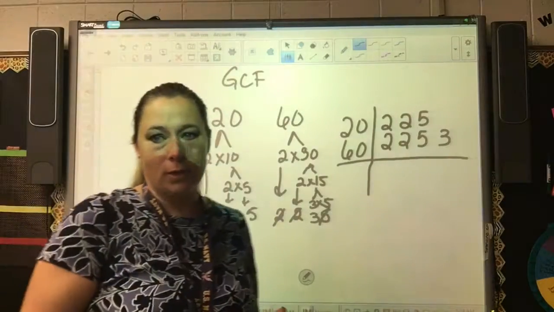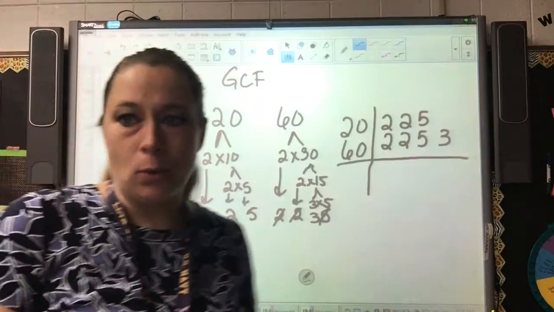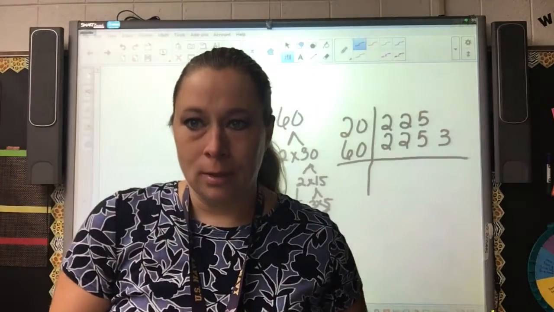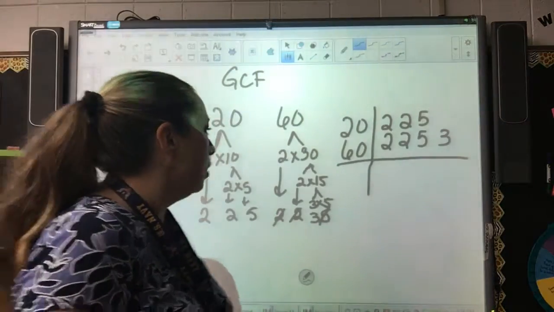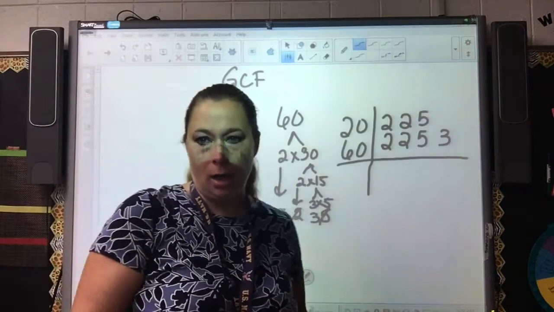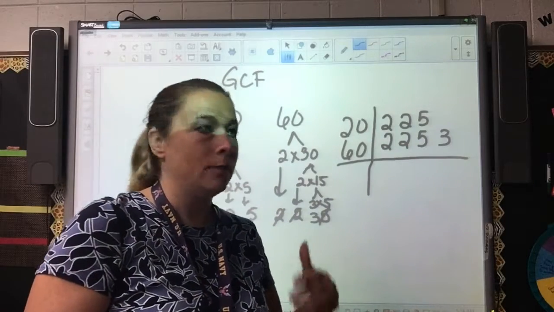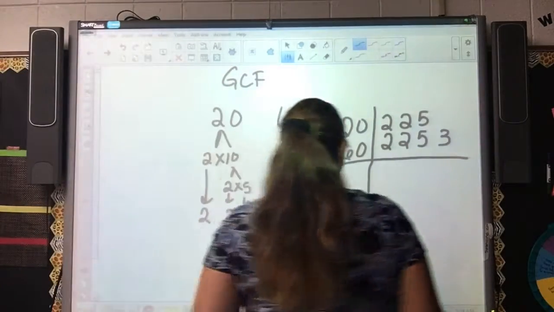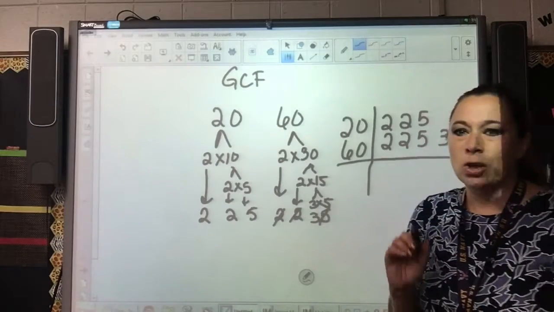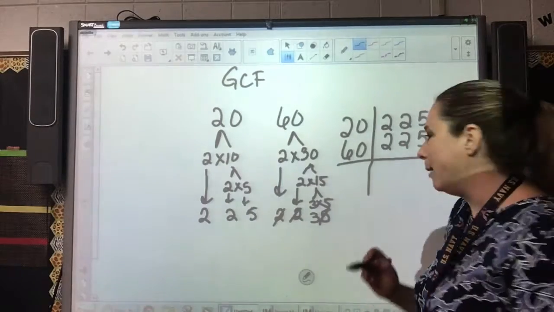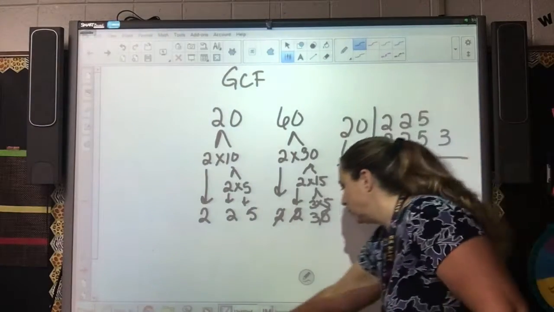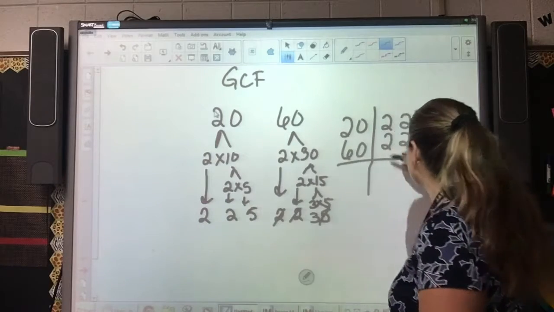Now, here's where the difference comes in. For least common multiple, we bring down one of each column. All right? So, least common multiple, law of multiplying columns. For this one, greatest common factor, it's just the greatest things that are in common. So I'm going to circle those things that are in common.